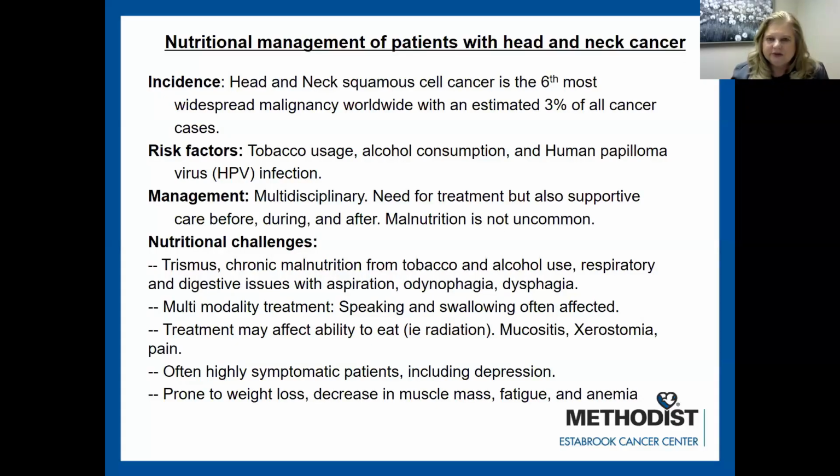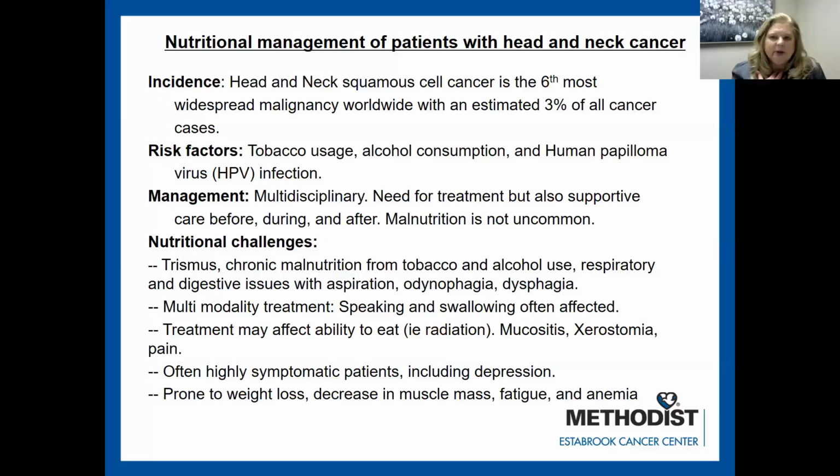There's research that shows if you put someone with head and neck cancer on an antidepressant when they're first diagnosed, they have much better outcomes. So with depression, they're prone to losing muscle mass and weight loss and being tired. So many factors with head and neck cancer.